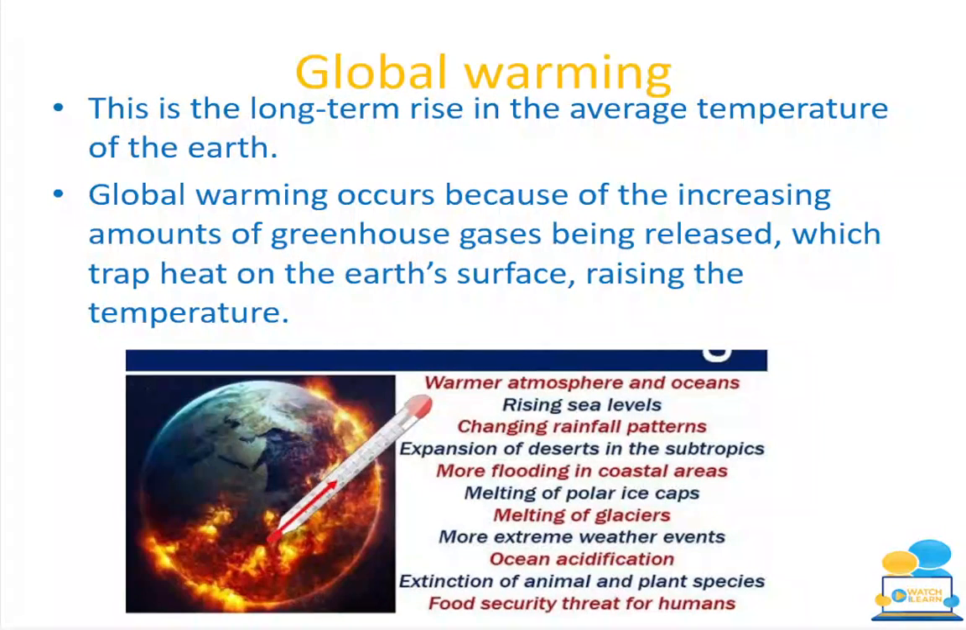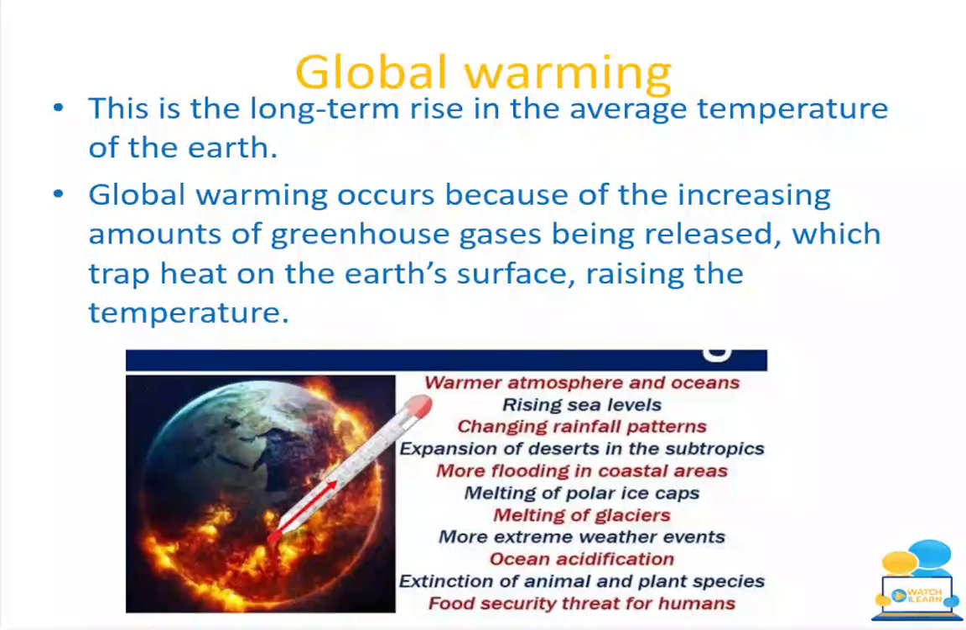Melting of your glaciers, more extreme weather events, so the way we're having tornadoes, more of them in America, that's not normal. Ocean acidification, so the Great Barrier Reef. The reef is made out of calcium carbonate, and when the ocean is becoming more acidic, it's basically breaking down the reef, and it takes hundreds of years for the reef to actually recover. So even a 1 or 2 degree difference in the water temperature or the water pH is going to kill all of the coral reefs.